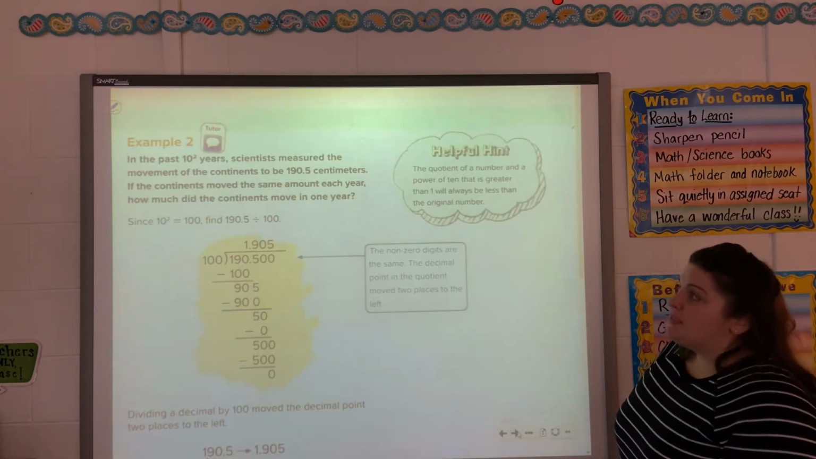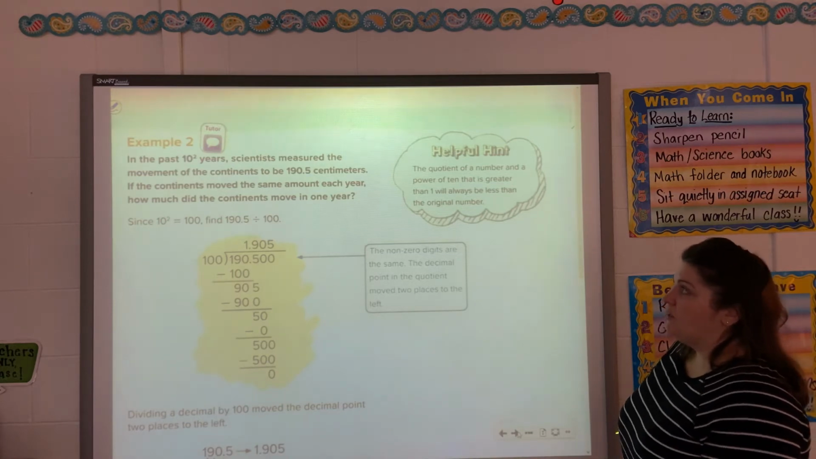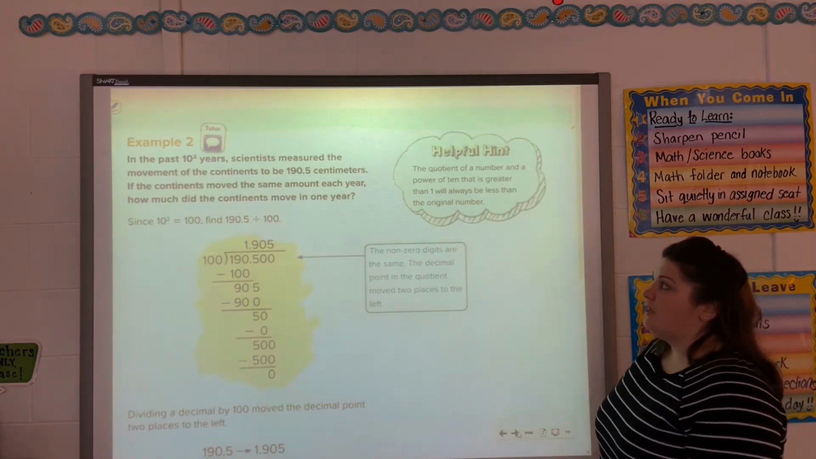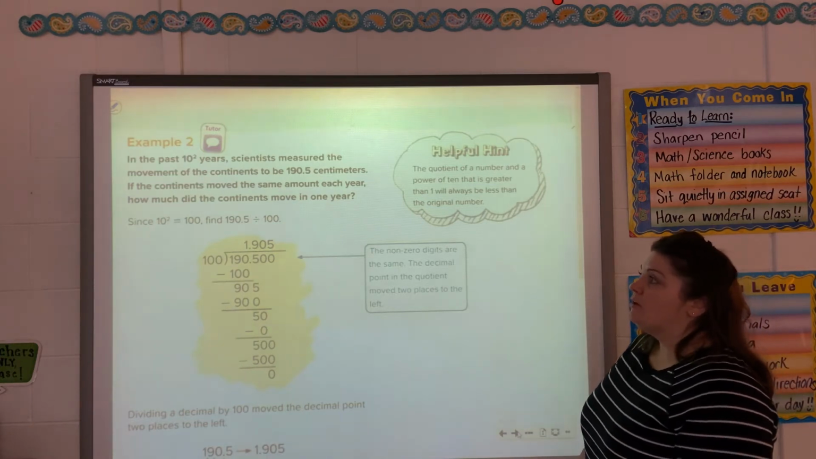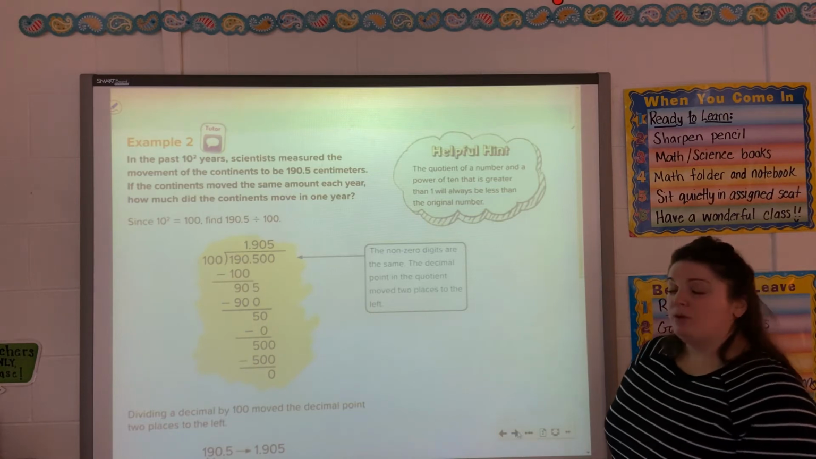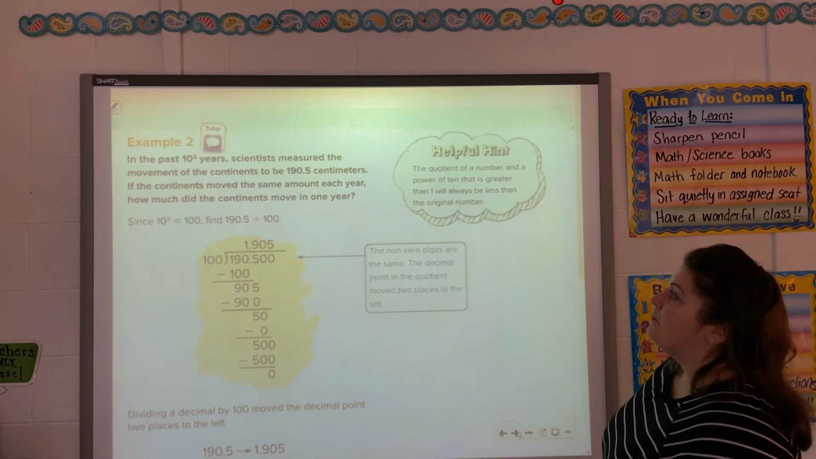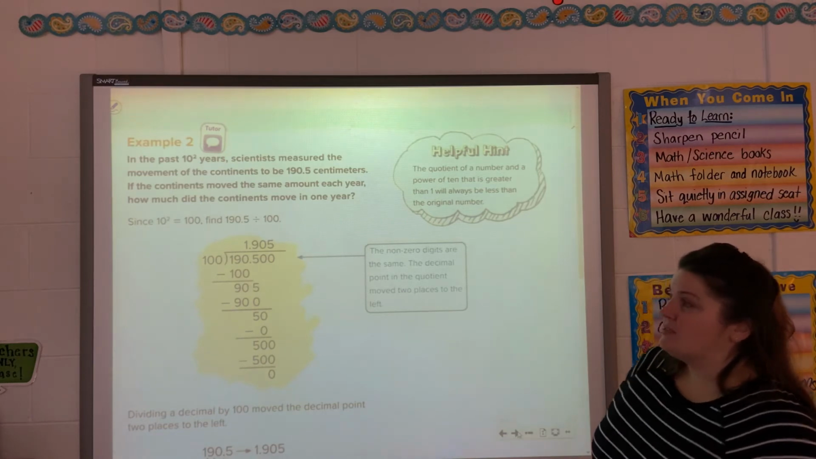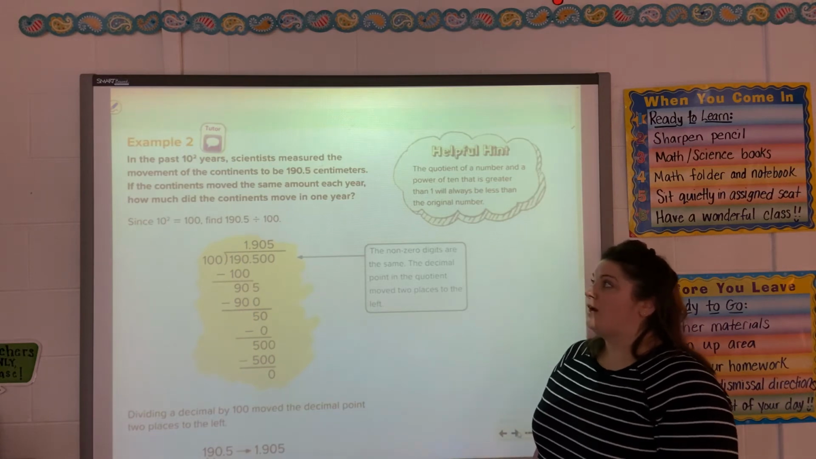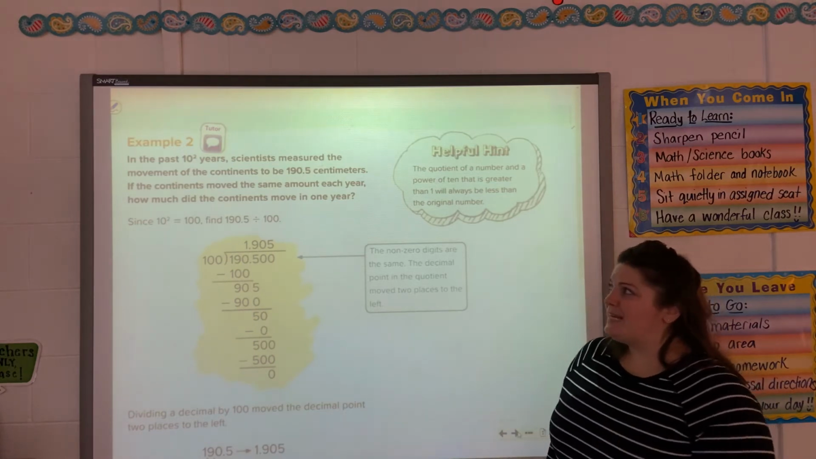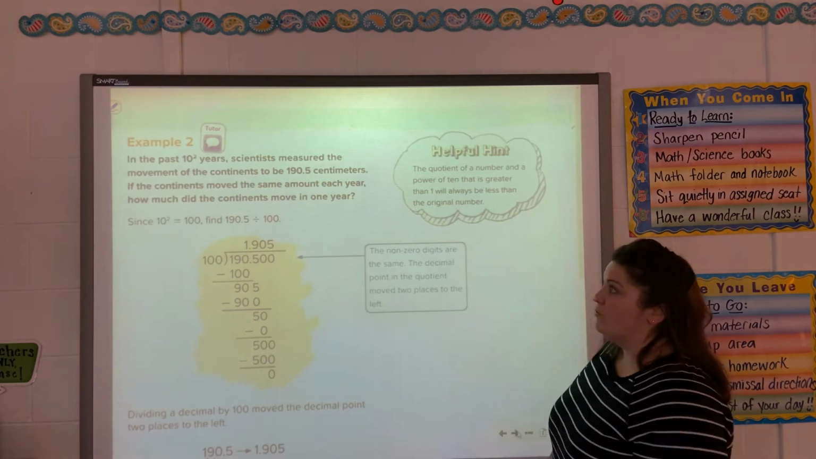In the past 10 to the second years, scientists measured the movement of the continents to be 190 and 5/10 centimeters. If the continents moved the same amount each year, how much did the continents move in 1 year? Well, this is a pretty cool fact, just scientifically. 190 and 5/10 centimeters is pretty cool, that the continents are moving that much. But 10 to the second years, how many years is it taking for the continents to move that much?